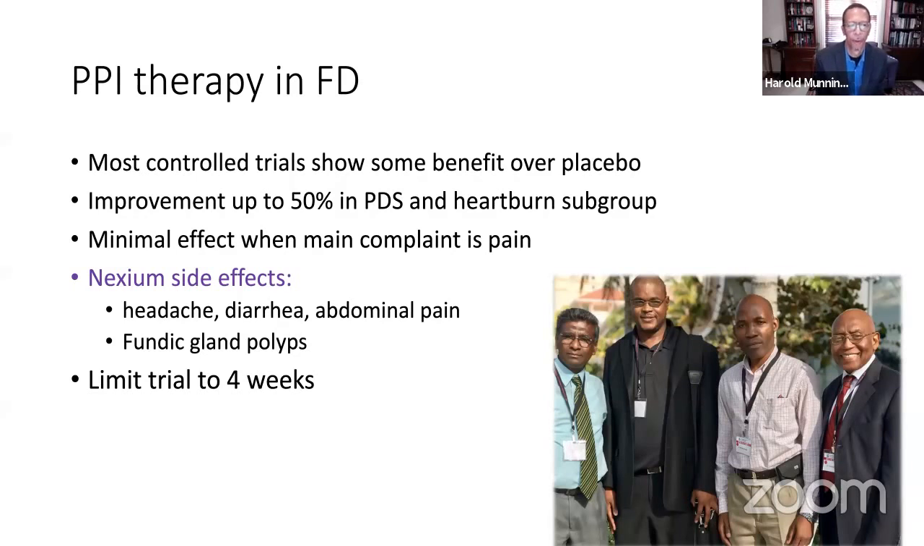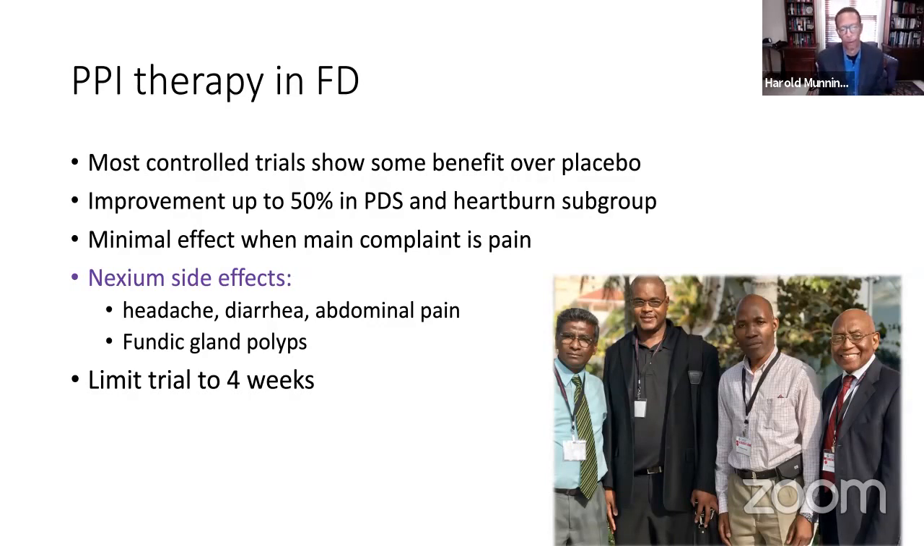So what about proton pump inhibitor therapy in functional dyspepsia? Most trials show some benefit over placebo, but not a lot of benefit. If persons have postprandial distress syndrome, or heartburn, persons with functional heartburn. So maybe the persons we see with what we're thinking is functional heartburn actually have actual acid reflux in the absence of disease, or in the absence of visible damage to the esophagus at endoscopy.